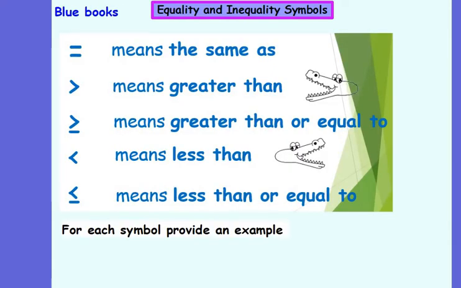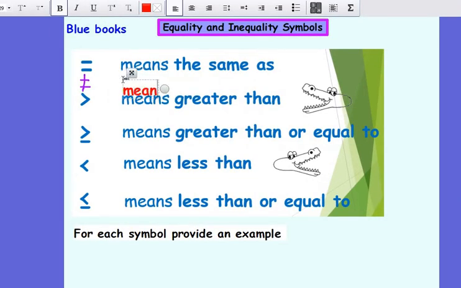Okay, Year 8, in your dark blue books, can you write the title Equality and Inequality Symbols? Can you then write down the meaning of each of these symbols? And can you provide an example for each one, please? When you write down the equals, can you also write that this symbol means not equal to? Make sure that's in your dark blue books. Pause the video and complete that now. This should take about 5 minutes.